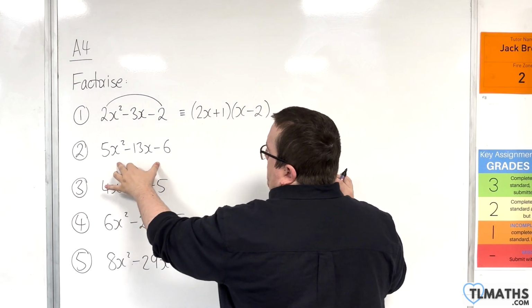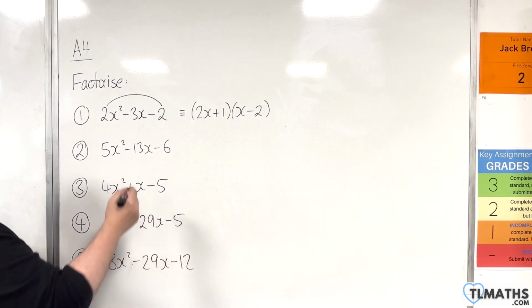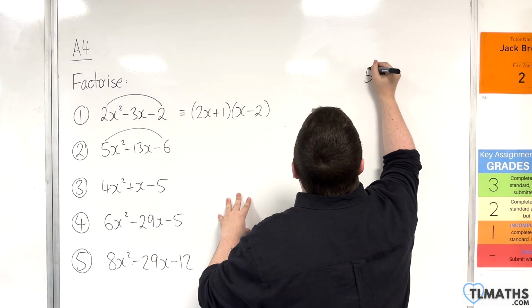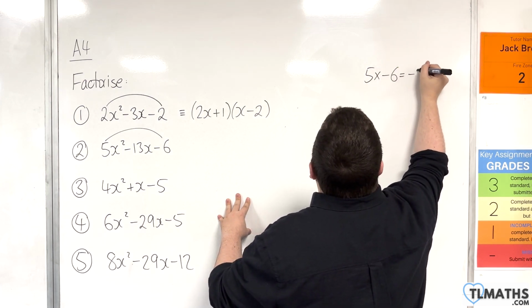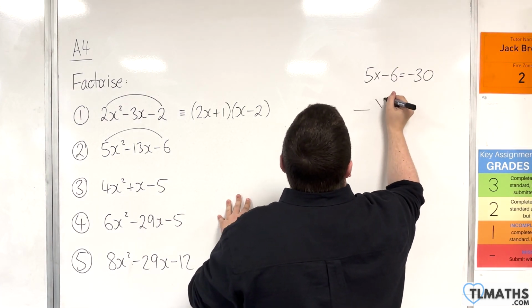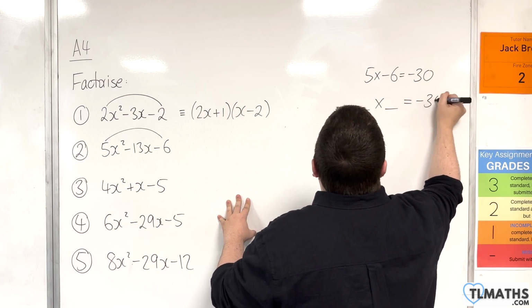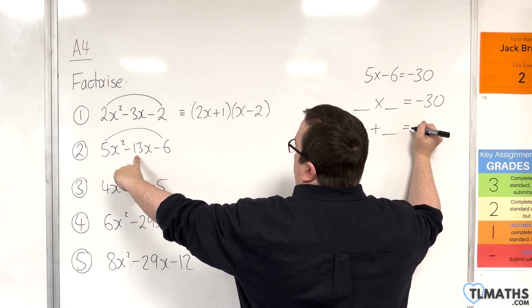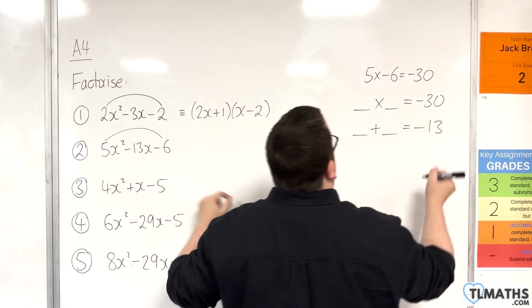So number 2, 5x squared take away 13x take away 6. First of all, multiply the 5 by the minus 6. So 5 times minus 6 is minus 30. So we're looking for two numbers that multiply together make minus 30, but add together to make the coefficient of x, so the minus 13.